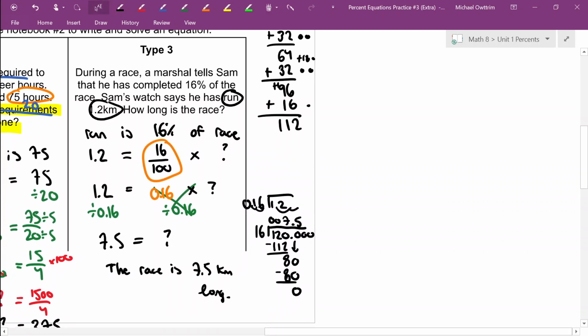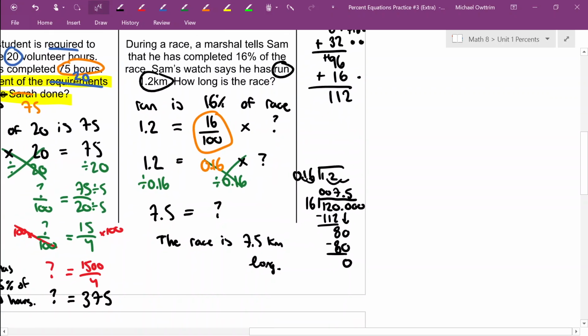Again, we could use our mental math to check this out in terms of figuring out is 16% of 7.5 equivalent to 1.2 kilometers, and you should find that it is.